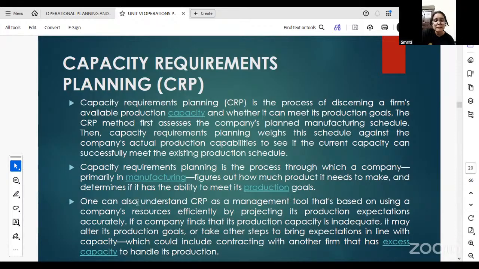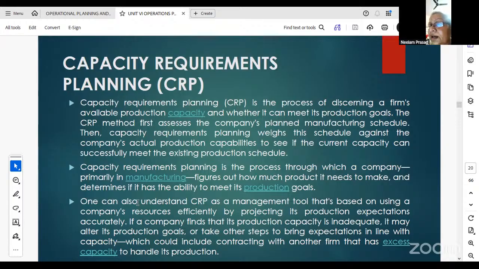Capacity requirement planning is the process through which a company, primarily in manufacturing, figures out how much product it needs to make and determines if it has the ability to meet its production goals. One can also understand CRP as a management tool that's based on using a company's resources efficiently by projecting its production expectations accurately. If a company finds that its production capacity is inadequate, it may alter its production goals or take other steps to bring expectations in line with the capacity, which could include contracting with another firm that has excess capacity to handle its production.